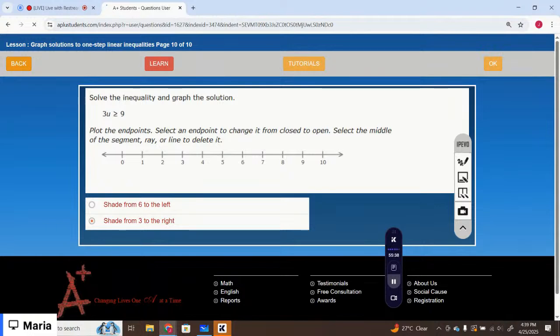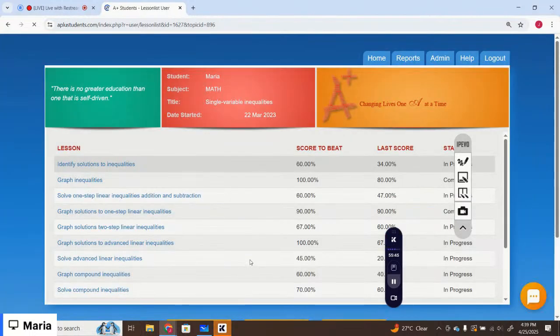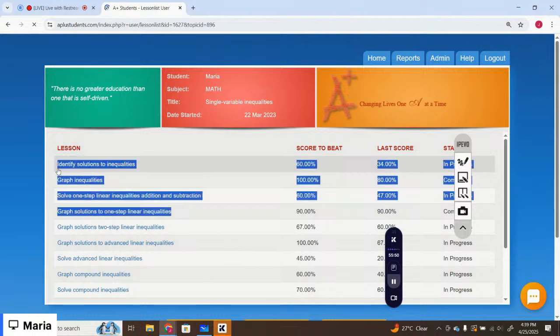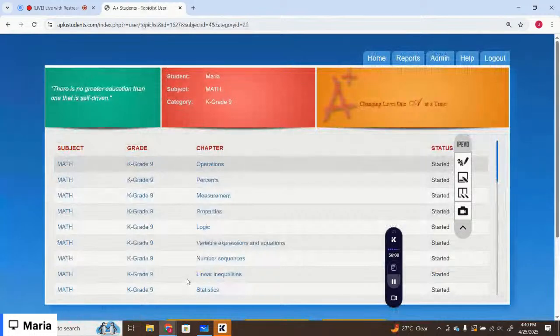So we were working on grade 9 math. The chapter we were working on is single variable inequalities. The lessons we have covered today are identify solutions to inequalities, graph inequalities, solve one-step linear inequalities, addition and subtraction, and graph solutions to one-step linear inequalities. Please make sure before the next session you complete all the practice questions for the lessons we just did. That is your homework until the next session.